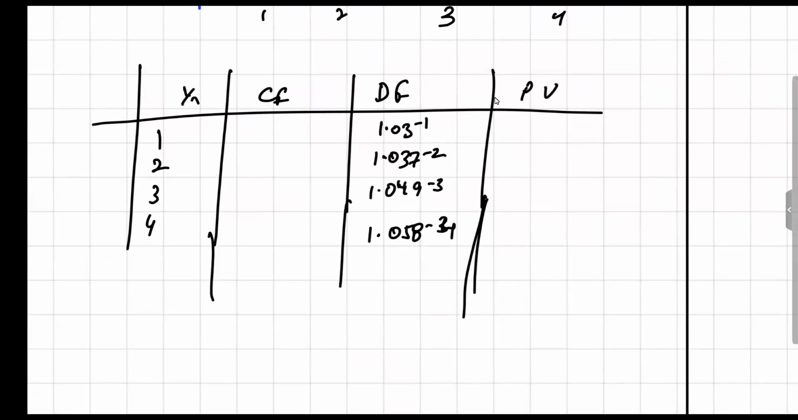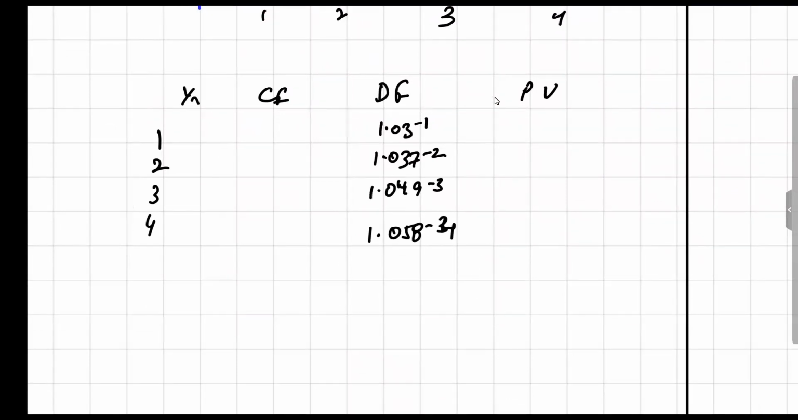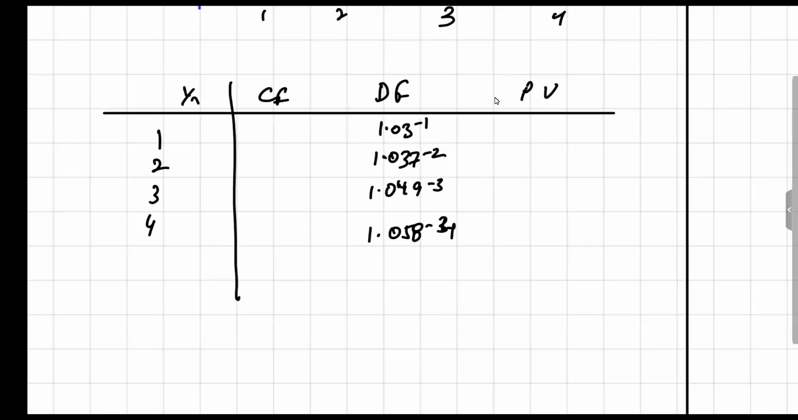This is how you will do it. So just in case you come across such a question where the yield curve is given, the approach you would adopt is that the cash flows are going to be discounted using these different discount rates.